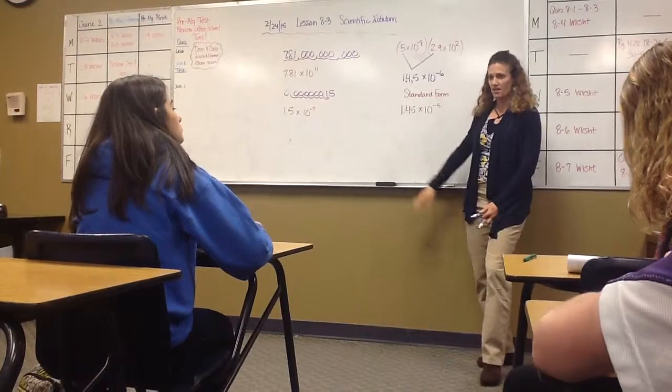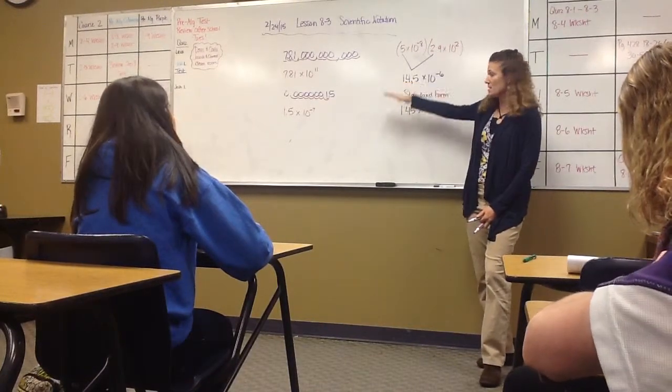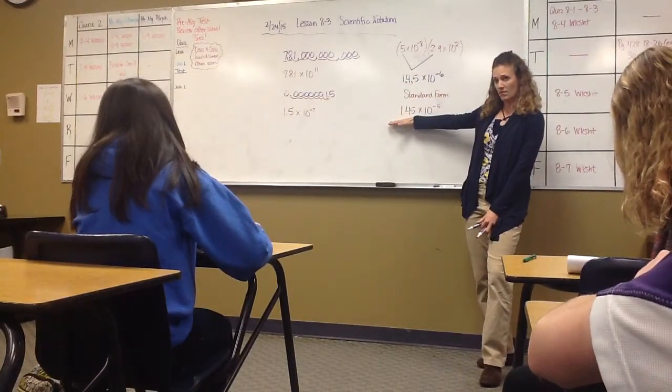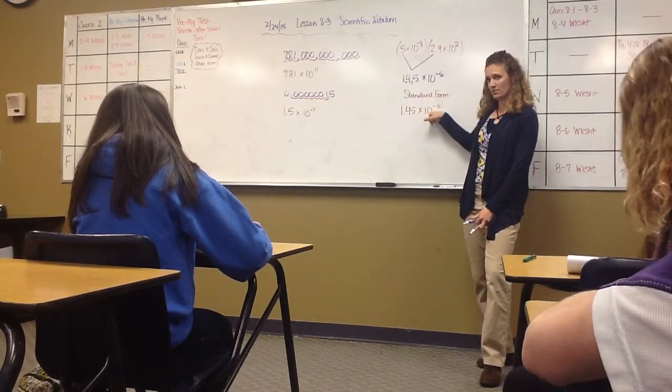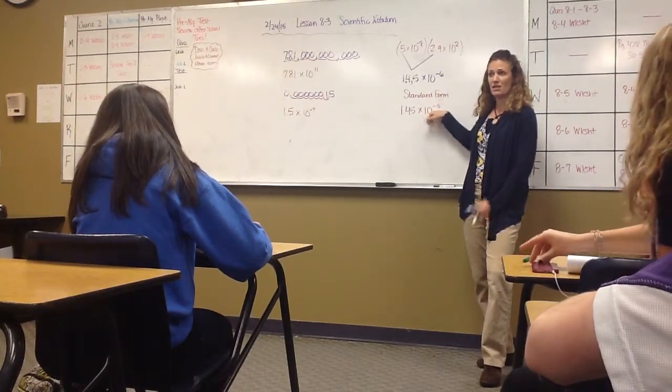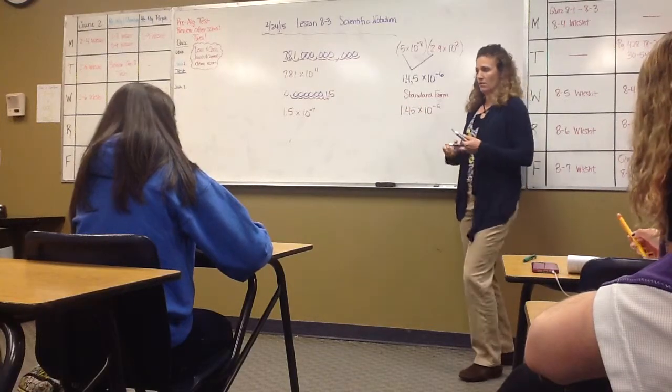And vice versa. So if it gets bigger from this number to this number, then your exponent gets smaller. So they do opposites, right, in order to keep that balance.